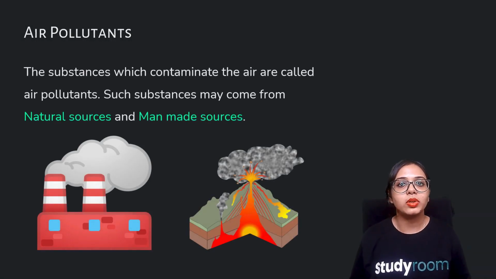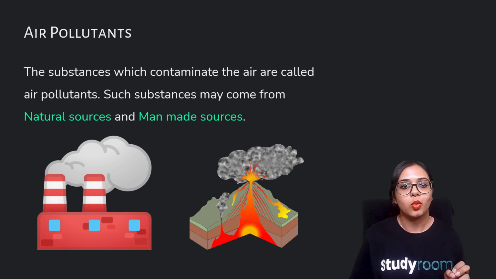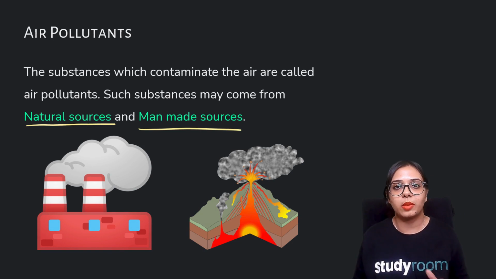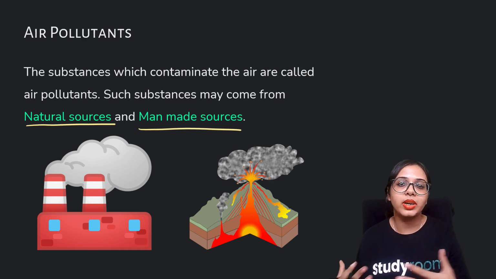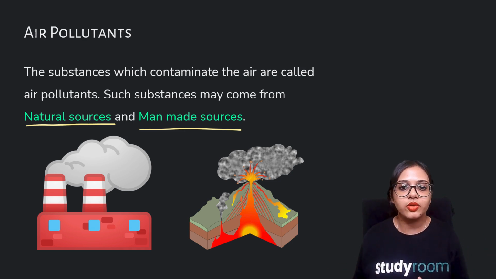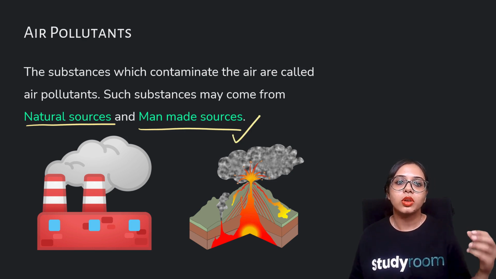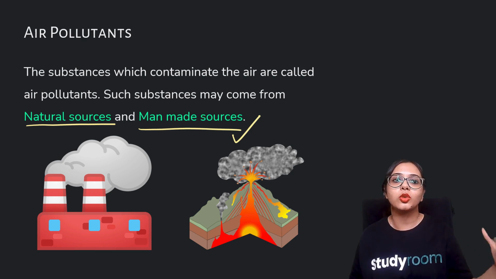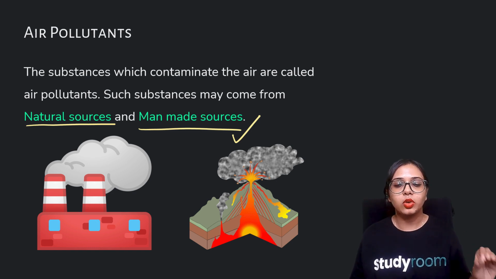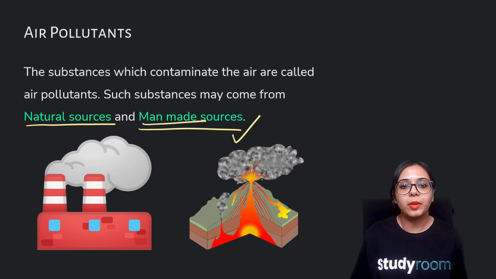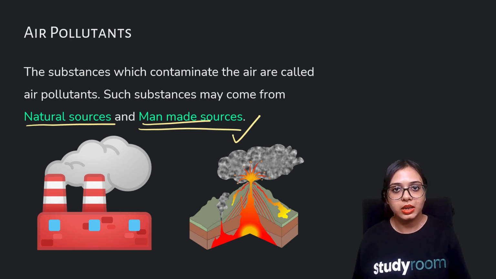Now, when you talk about air pollutants, you have two kinds of sources. One is your natural sources and the other one is your man-made sources. Natural sources are those sources from which you get air pollutants that are not man-made but actually exist in nature. And the man-made sources, as the name suggests, consist of those sources of air pollution where the pollutants are coming out of, say, chimneys or automobiles or any other such areas which are man-made, which are artificial, which do not exist in nature freely.